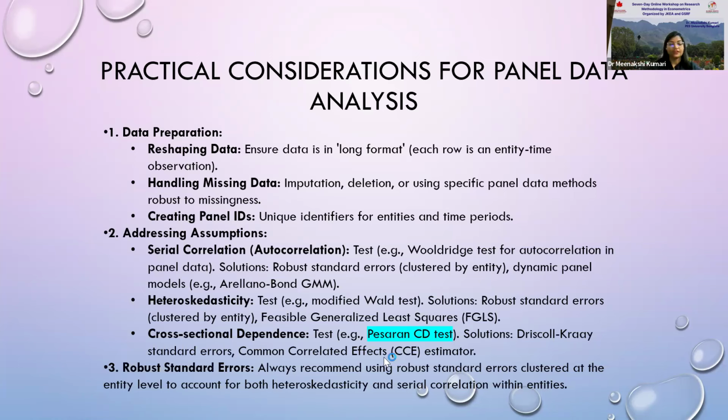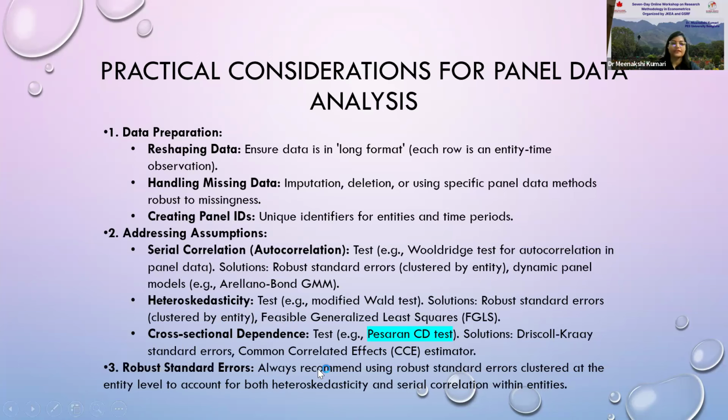And after running all RE, FE, we need to address those assumptions like serial correlation, heteroscedasticity, cross-sectional dependence. For serial correlation, we have the Wooldridge test for autocorrelation in panel data. And we have Arellano-Bond GMM, that is not the scope of this methodology coursework. For heteroscedasticity, we test with the Wald test, and FGLS also we do. For cross-sectional dependence, we have Pesaran CD test, right? And that covers it, it is called Driscoll-Kraay standard errors.